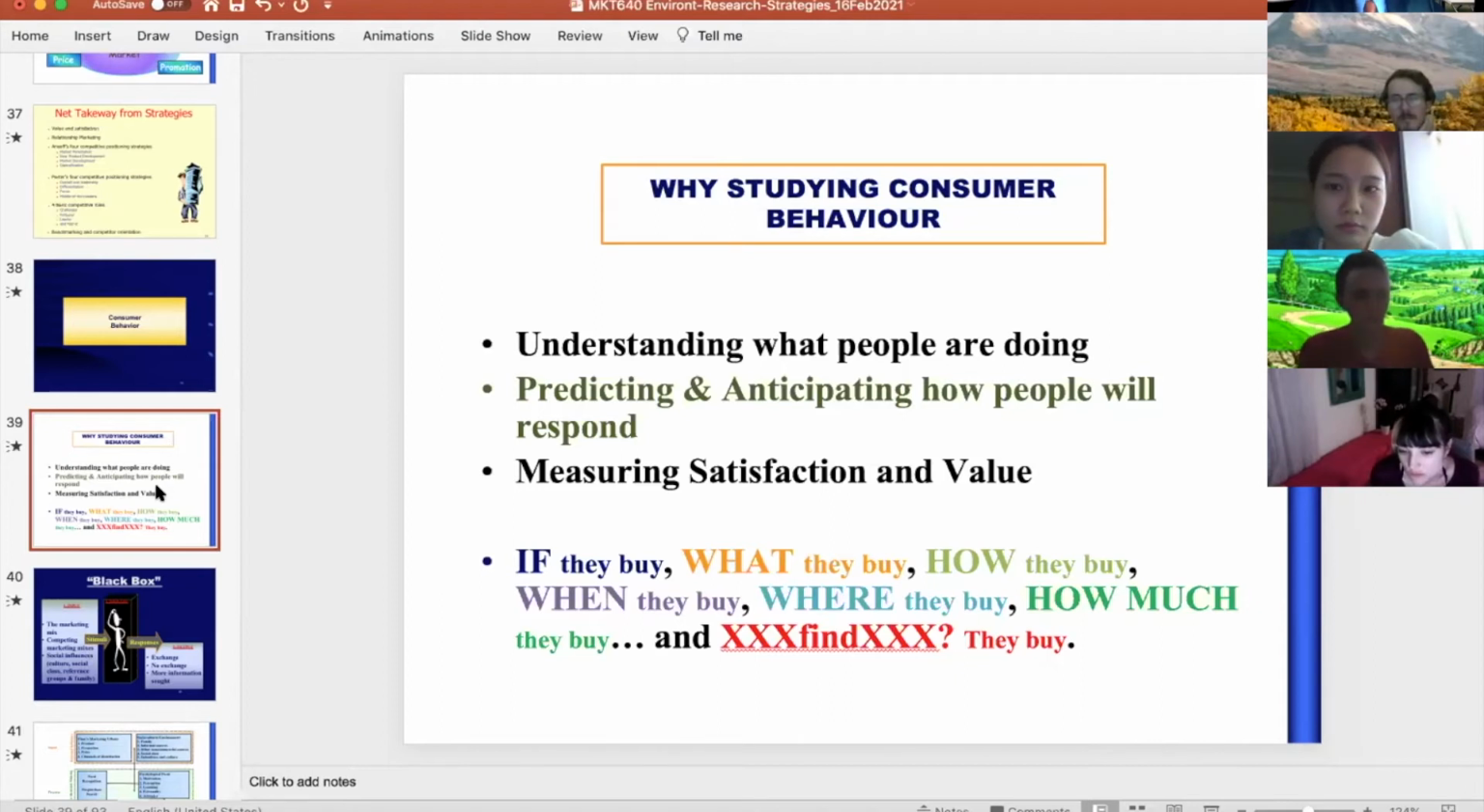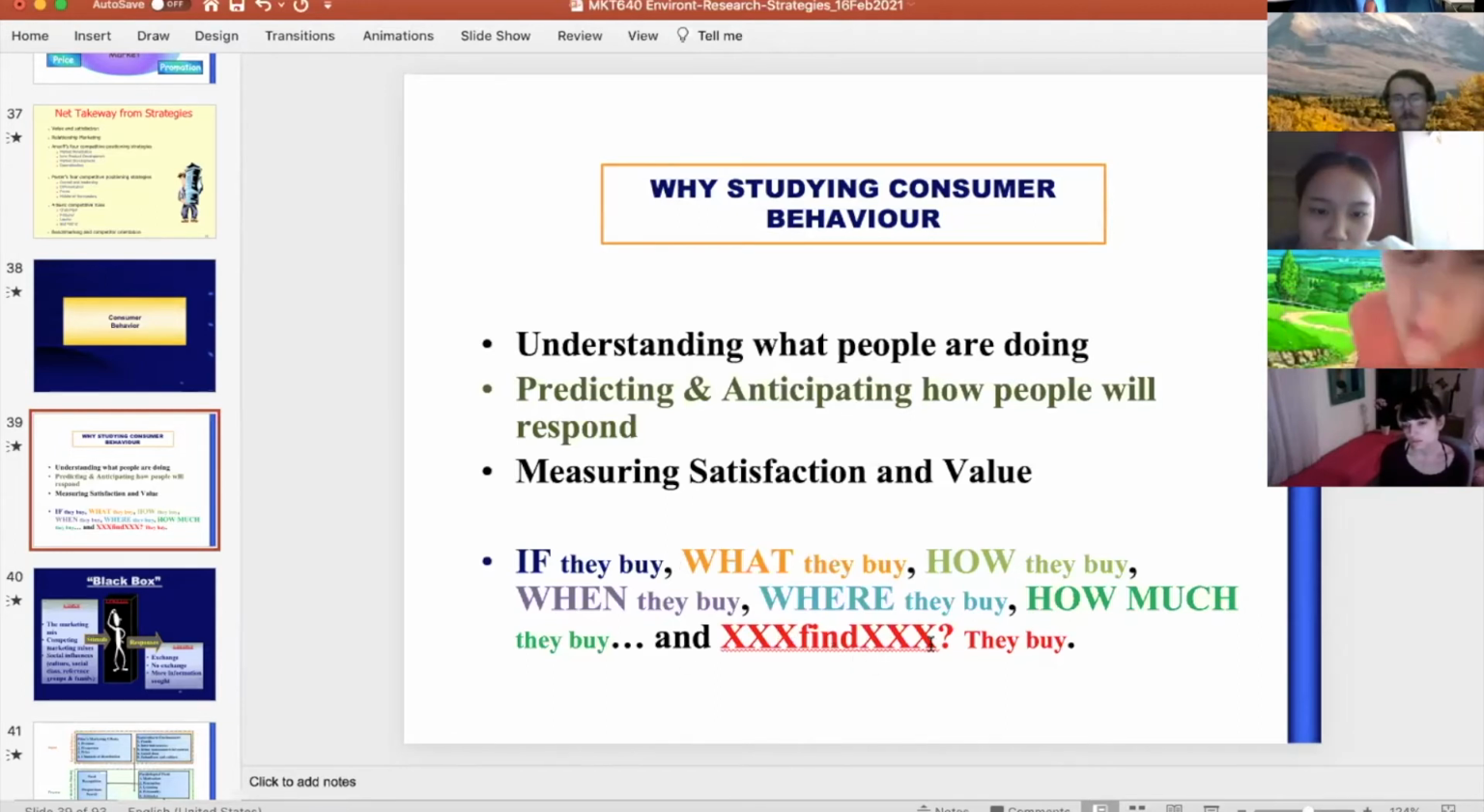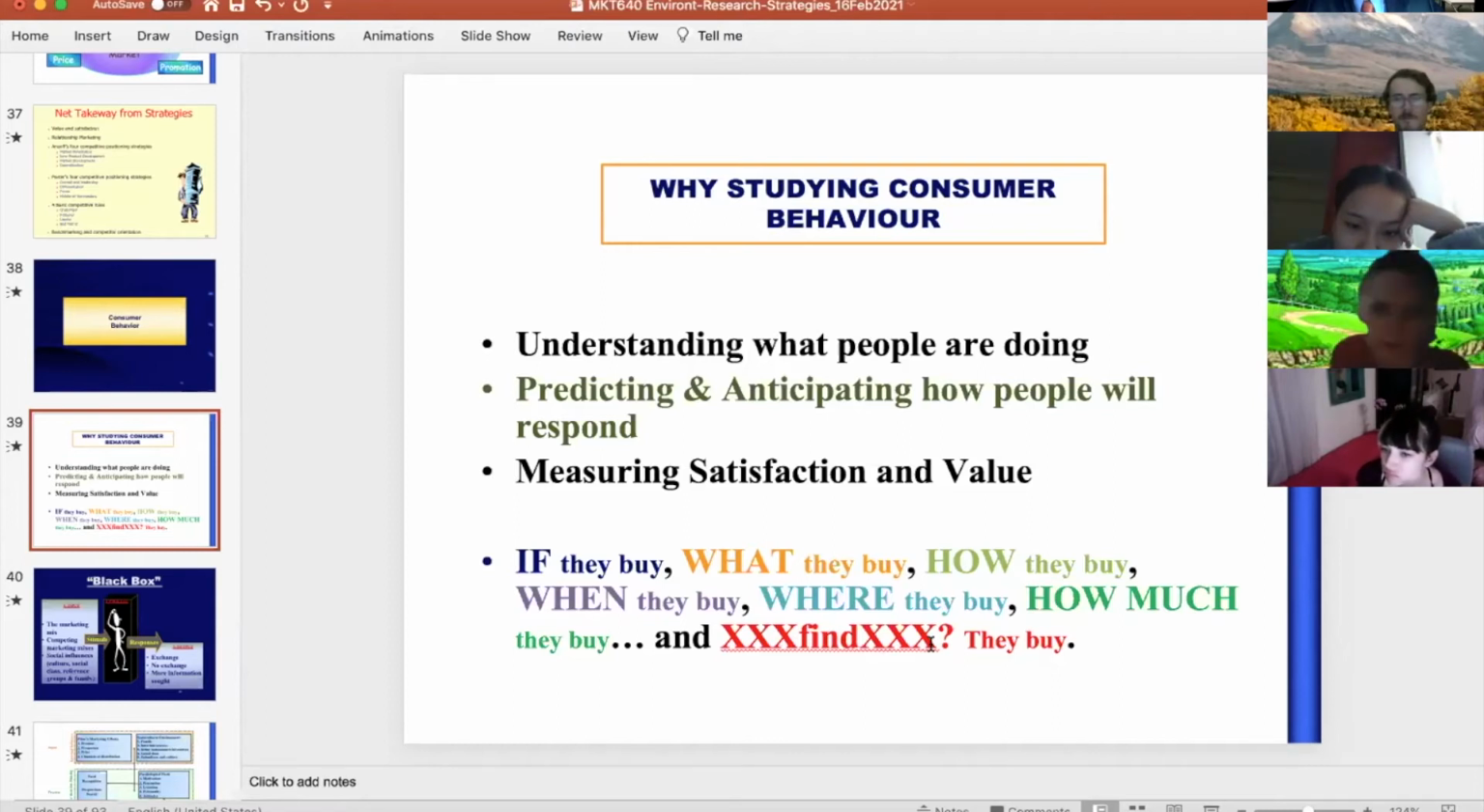Consumer behavior is about asking a lot of questions. Questions such as if they buy, what they buy, how they buy, when they buy, where they buy, how much they buy, and one that I didn't put here. What's missing? What is the most important, most difficult question, which I didn't put? What's missing? Is it why? Why exactly?